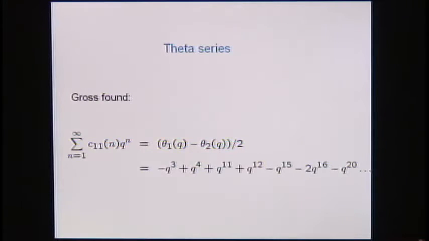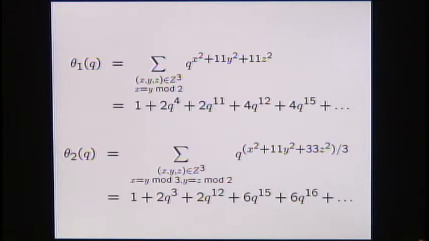Oh, by the way, Gross actually calculated specifically what the theta series is for this particular case. Well, it's a difference of 2 theta series. And they're given explicitly like this. They're ternary quadratic forms, which give weight 3/2 modular forms, and this is exactly what they are.